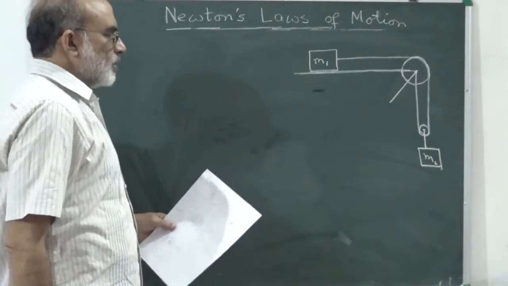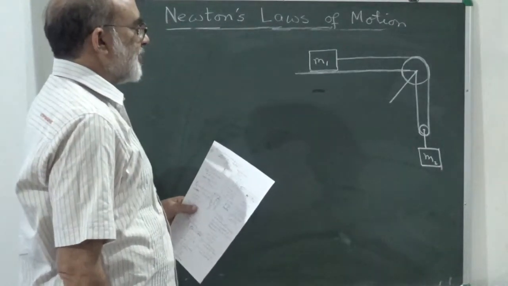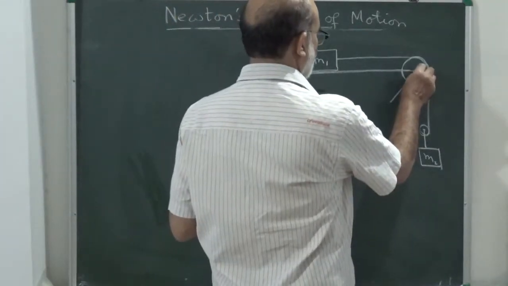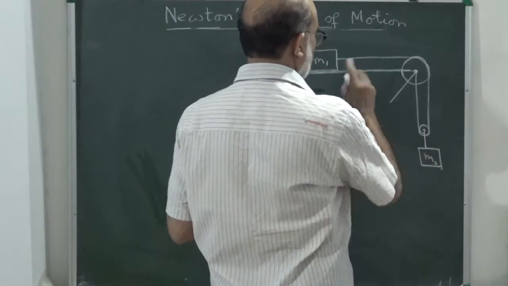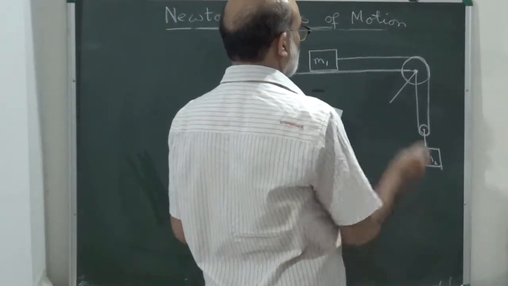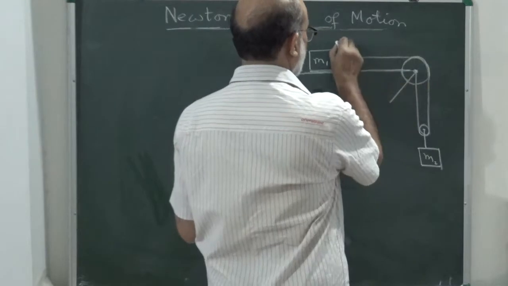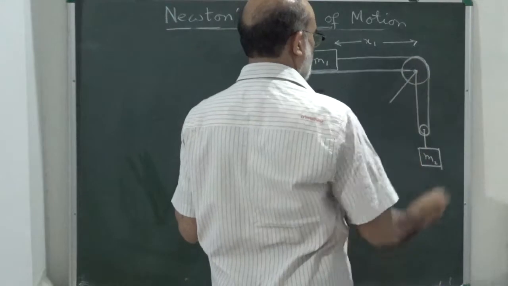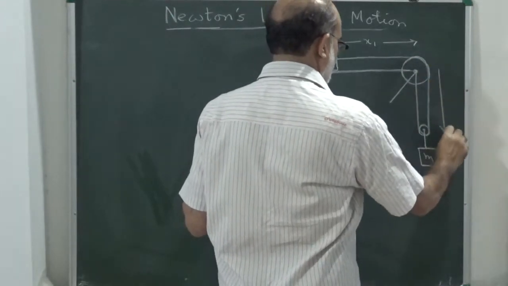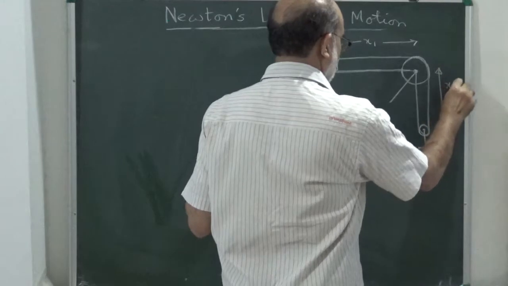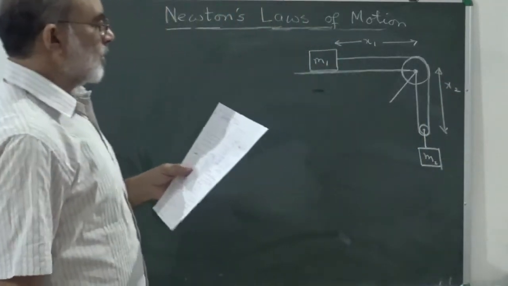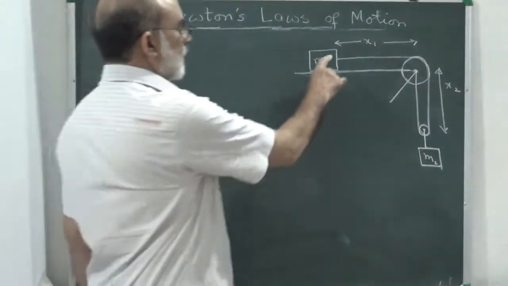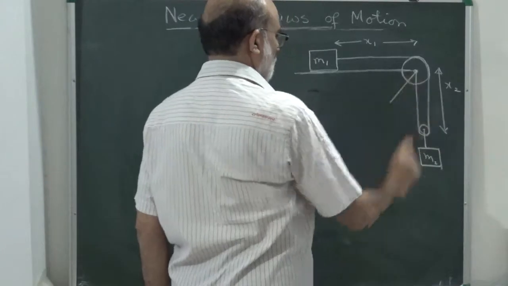So suppose this pulley is fixed and this is moving, all these are moving. So first of all we'll measure the distance from this point. Let the distance of this be x1, and from this be x2. So the total length of the string is x1 plus x2 plus x2.